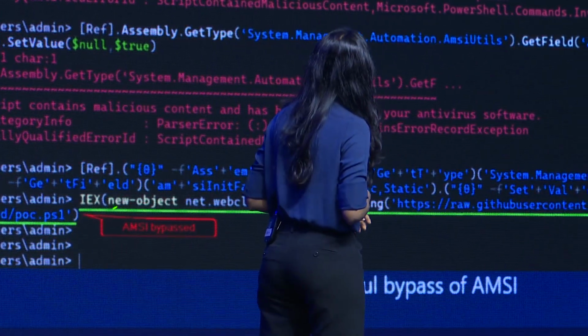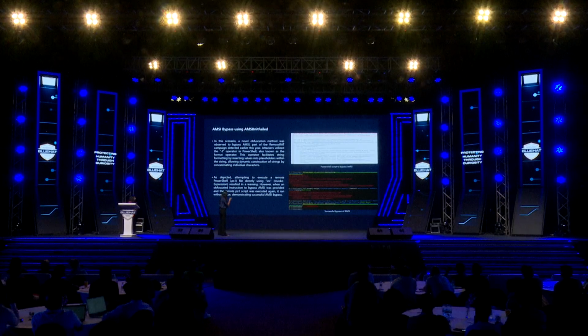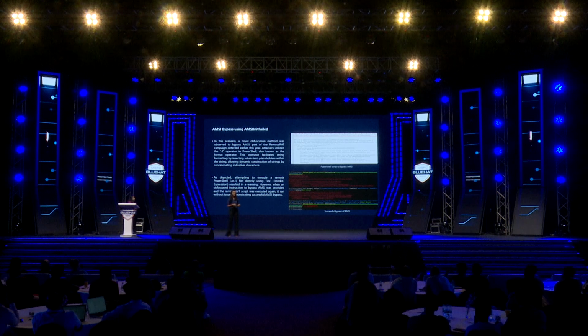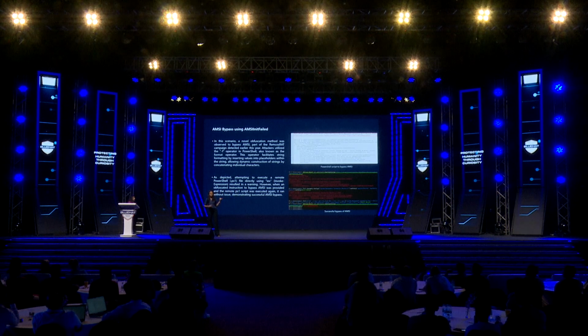And then the last command is again the first command that I tried, to execute the PowerShell script again using IEX. And voila, it worked. AMSI was successfully bypassed, and it has been tested on Windows 11 Pro, which is patched and updated. It has been reported to MSRC, and after their investigation, they found it to be a valid finding.